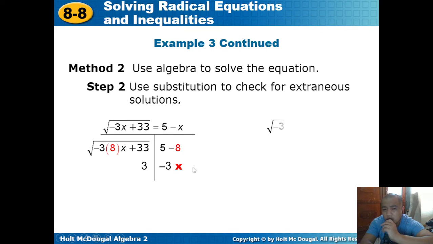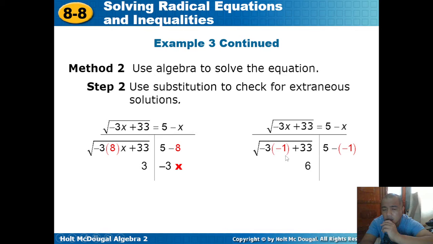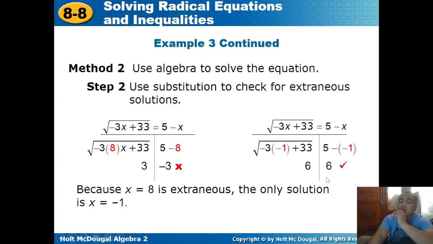Pero dito, if you use negative 1, negative 3 times negative 1 is 3 plus 33. 36. Square root of 36, 6. 5 minus negative 1, 6. So therefore, the only solution is x equals negative 1. Because x equals 8 is what we call the extraneous solution or extraneous root. Kasali siya sa solution, but it's not the real solution to the equation.